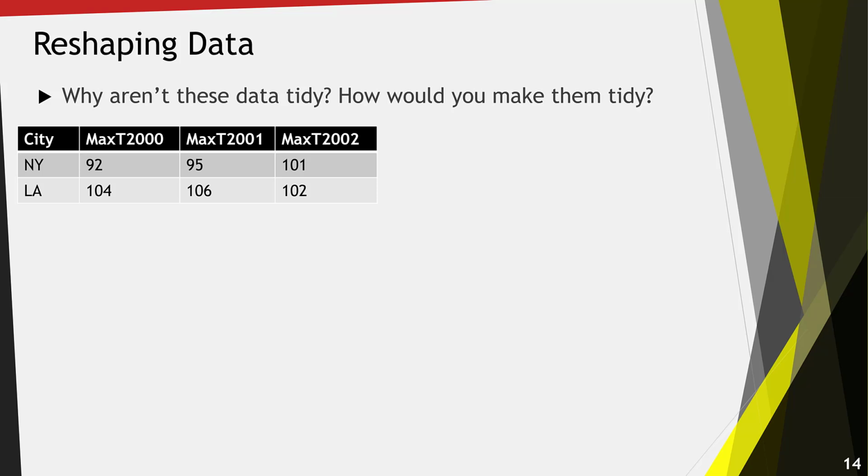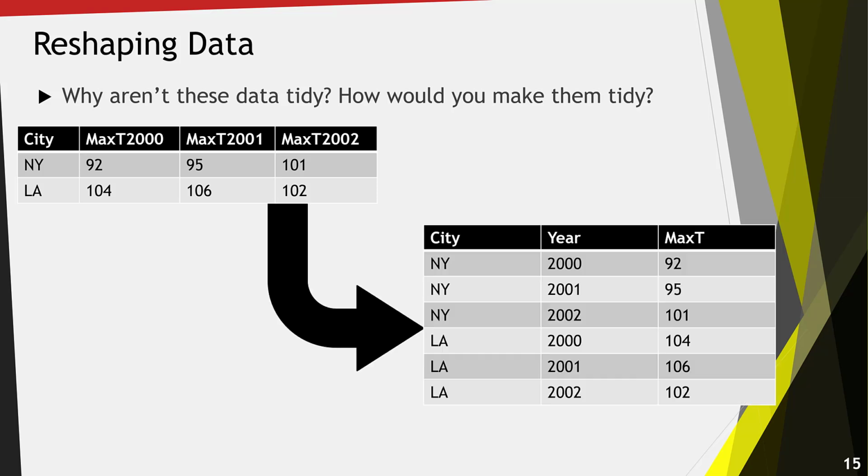So how might we make these data tidy? You could imagine creating a different table of data where there's a city column, a year column, and a maximum temperature column. The first row of that new table would contain information from the New York row of the input table, and the first column, the max T 2000 column. The second row of this output table would move to the second column of that first row, recording that 95-degree high temperature. And the third row of the output table would have information from that third column of temperatures. You then repeat this process with the Los Angeles row of the table, starting with the first, then going to the second, and then moving on to the third column.